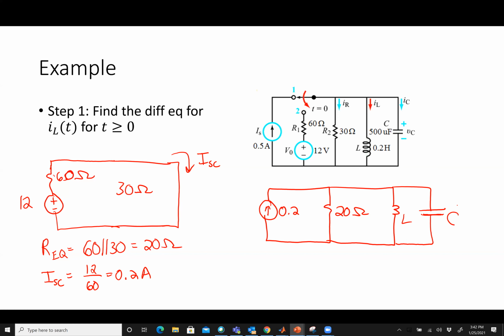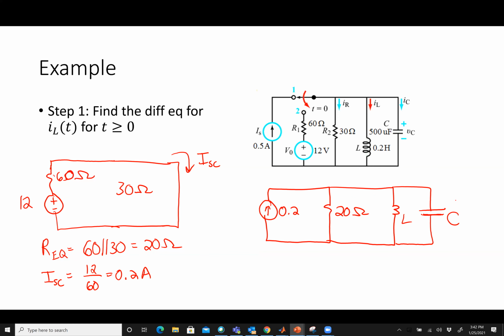Couldn't you also convert the 12 volt source and 60 ohm resistor into a Norton equivalent and then just do the parallel resistor that way? Yeah, I'm doing it in one step rather than two, I guess. It's basically the same approach.